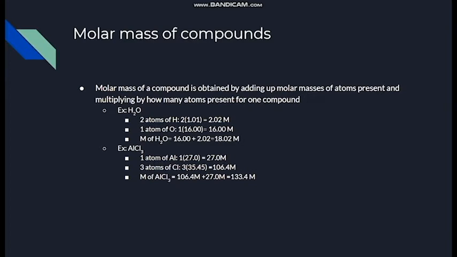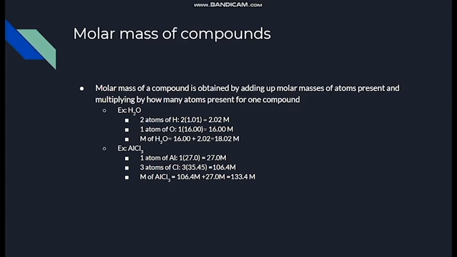Taking a look at water. Water has 2 atoms of hydrogen and 1 atom of oxygen. To get the molar mass of hydrogen here, we multiply the molar mass of hydrogen by 2 because there are 2 atoms present, and we get 2.02 grams per mole. There's only 1 atom of oxygen, so we multiply the molar mass of oxygen by 1 to get 16.00 grams per mole. And to get the molar mass of the entire compound, we add up the 2 elements that are present. So we add up 16.00 and 2.02, because it's 2 atoms of hydrogen and only 1 atom of oxygen. We get 18.02 grams per mole.